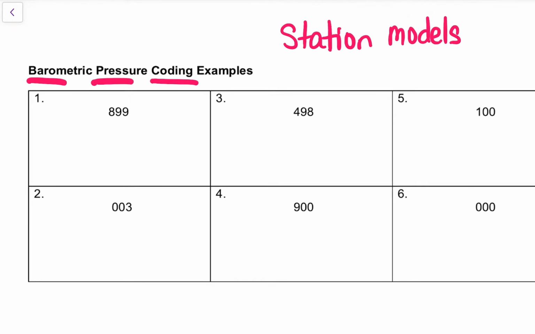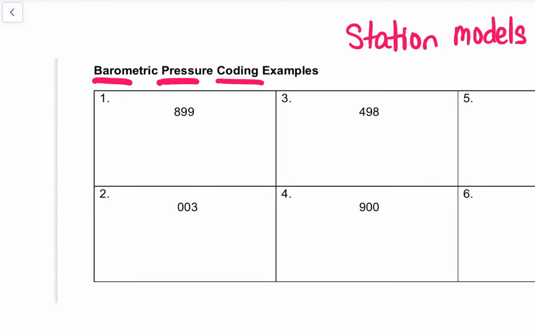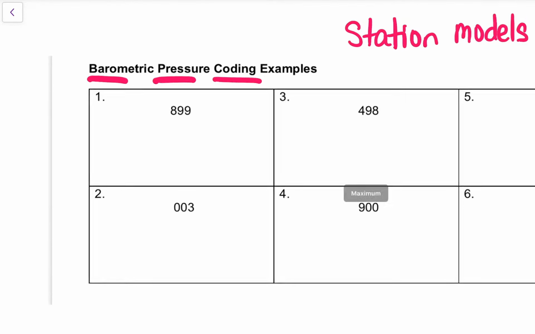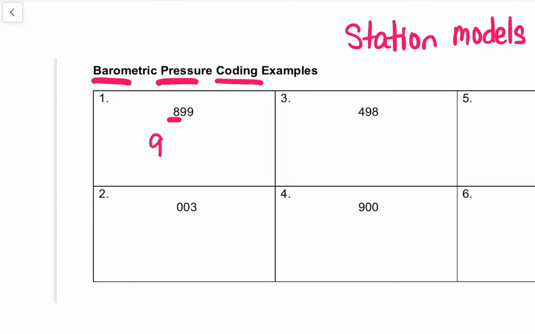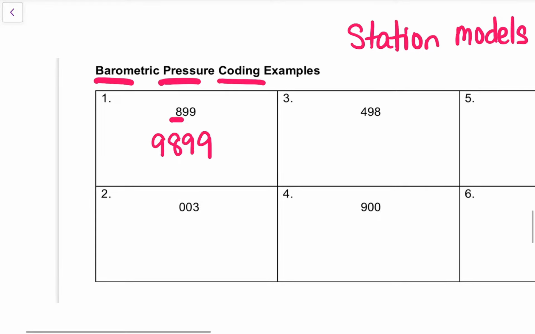Example number 1, I have 899. So in my rules, I have to look at the first number. Here, the first number is an 8. If the first number is greater than or equal to 5, I add a 9 to the front of the number. Then I copy down the number, and then I have to add a decimal point between the last two numbers. And then I add my unit, millibars.